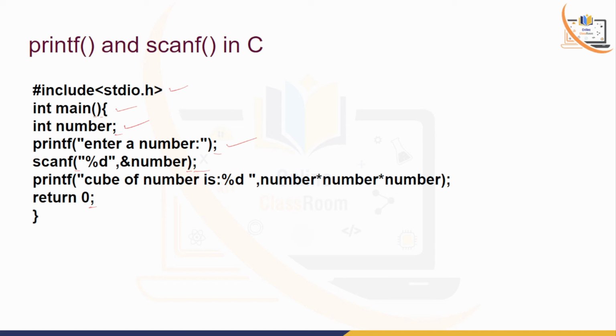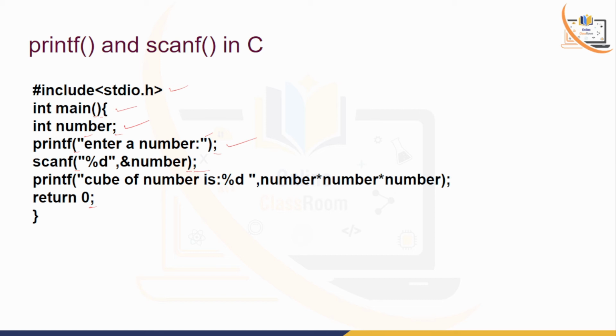Inside the printf there is an opening bracket, after that double quotes, and inside the double quotes we have to write everything. So basically this is the syntax of the printf function in C programming. Printf enter a number means we are telling the user, please enter an integer number from your keyboard, or you can write enter an integer number, this is also fine, right? So basically it is a message to the user.